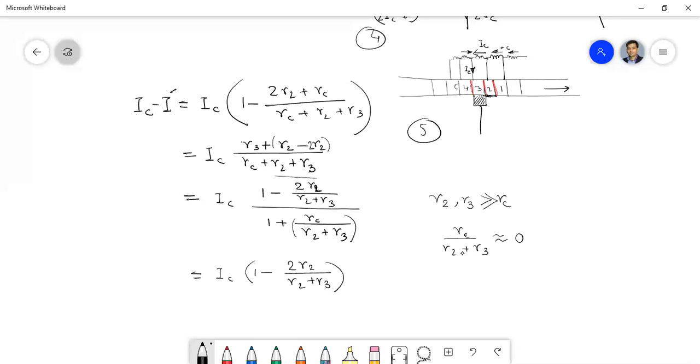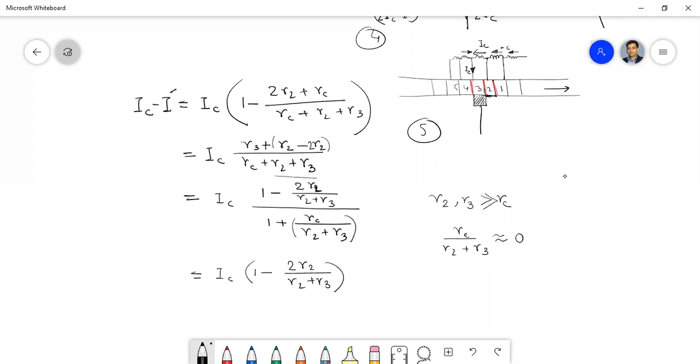If I neglect it, that is okay. But if we want an exact analysis, then we have to consider the coil resistance also. Remember, this is an approximated study we are going to do here. If we go for the exact analysis, I will discuss that also. So this is an approximation where I have neglected the term RC by R2 plus R3.